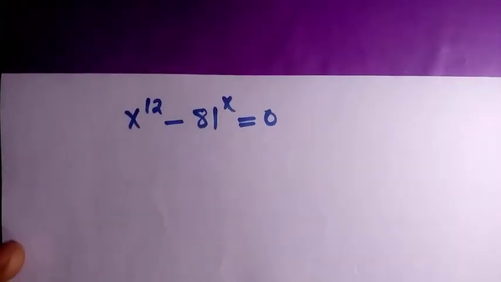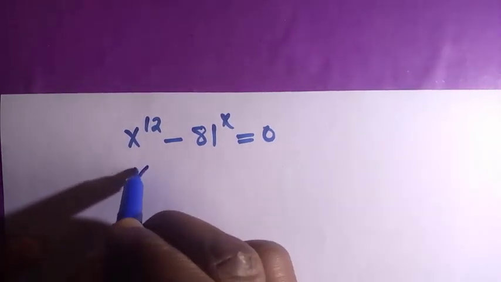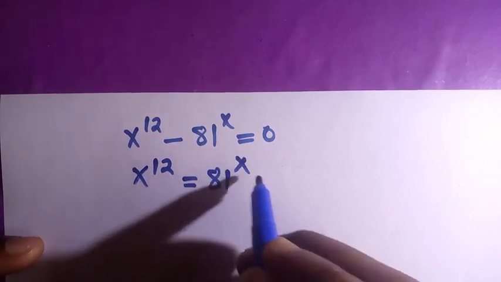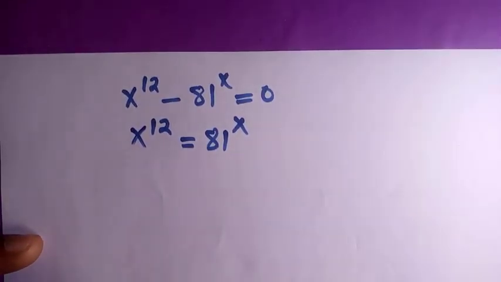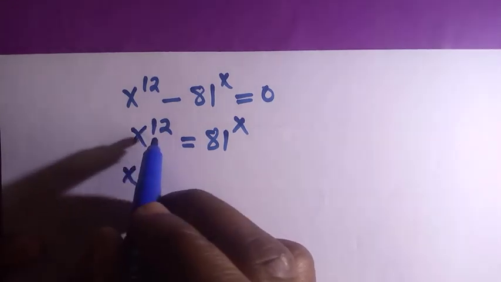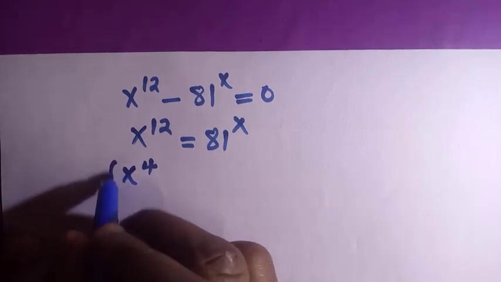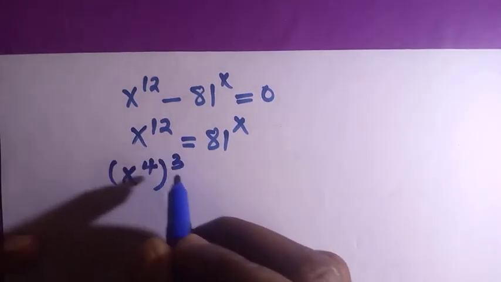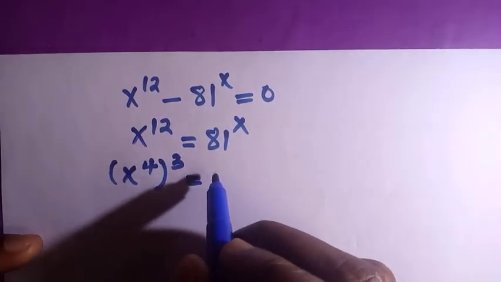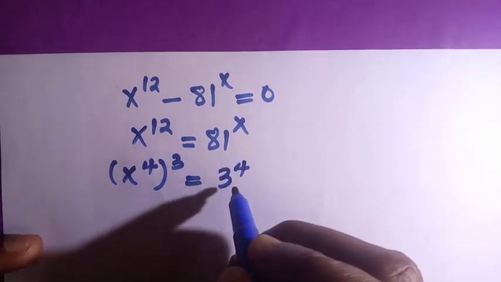So, looking at this, if I transfer 81 raised to the power x to the other side, we have x raised to the power 12 equals 81 raised to the power of x. And then this 12, if I break it into 4 times 3, we have 3 to the power of 4, then everything raised to the power of x.